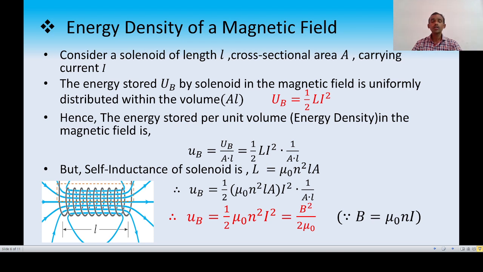And this is analogous to the energy density in electrostatics or electric field also. That is U E is equal to 1 upon 2 epsilon 0 into E square. That is the energy density in an electric field.